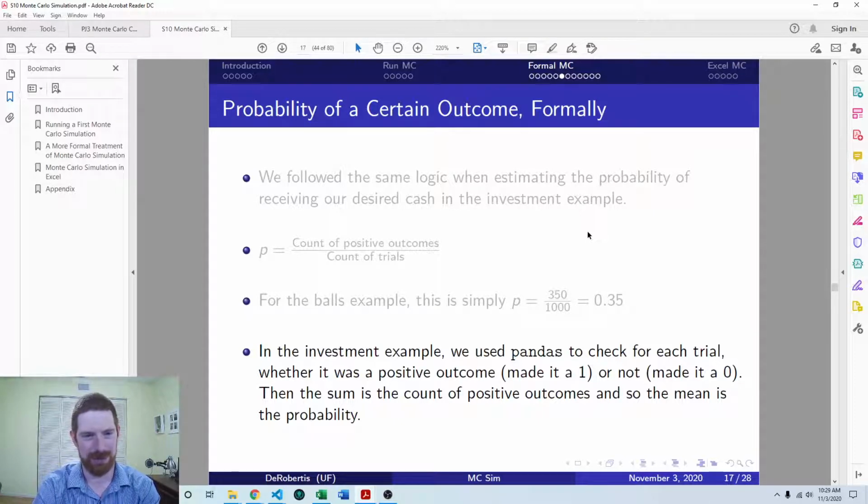Then that's the numerator, and the denominator is just the total number of trials, the number of simulations. Taking the sum of all of that divided by the count, that is an average, right? So really, it's just getting a 1 for the positive outcome, a 0 for the negative outcome, and then taking the average of that, and that will give you an estimate of the probability of achieving the objective that you desire.